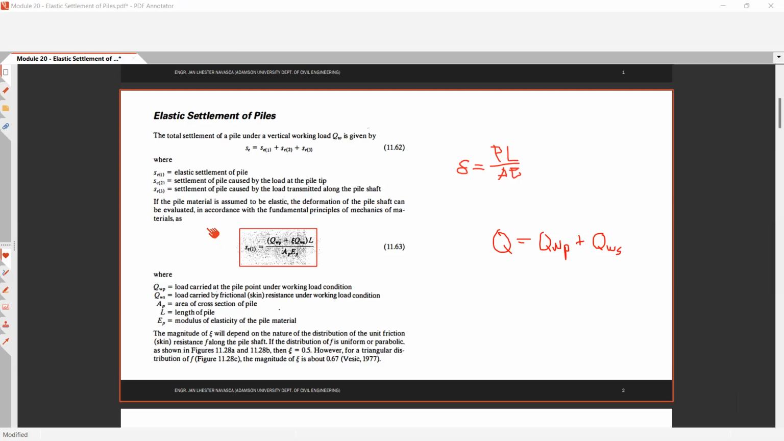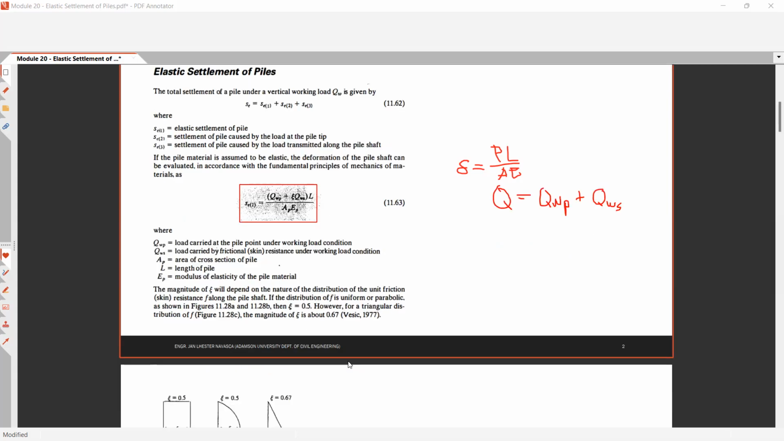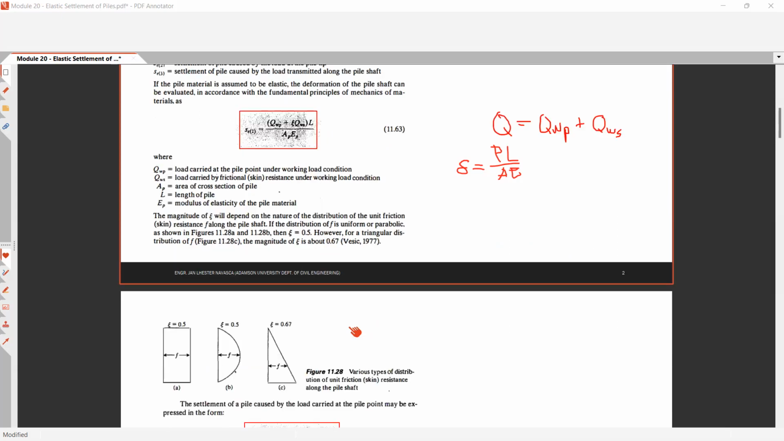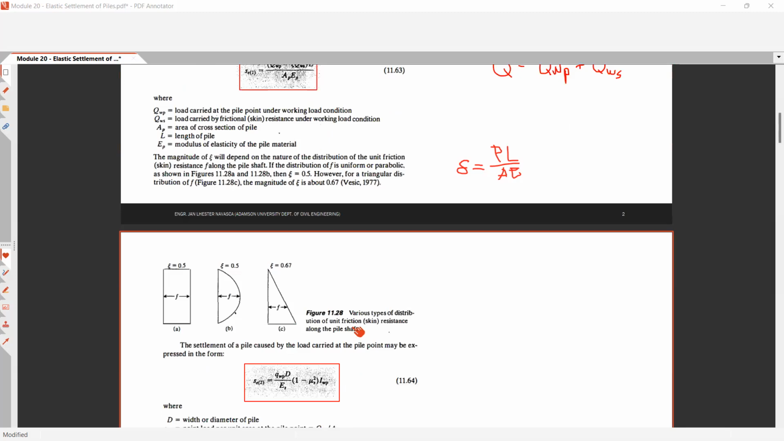Okay? And the magnitude of epsilon will depend on the nature of the distribution of the unit friction resistance f along the pile shaft. Okay, so if the distribution of f is uniform or parabolic as shown in this figure, your epsilon is equal to 0.5. However, the triangular distribution, okay, the magnitude of epsilon is equal to 0.67. So this comes from the study conducted by Vesic in 1977. Okay, so ito yung assumption dun sa load distribution ng frictional resistance. So if we consider daw pala yon, kung i-consider daw natin yung distribution of unit friction resistance along the pile shaft, hindi pala siya automatically 1.0.